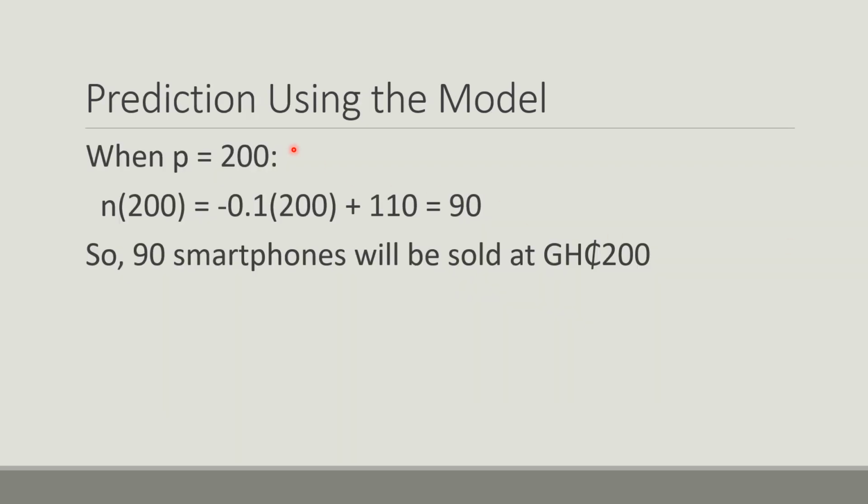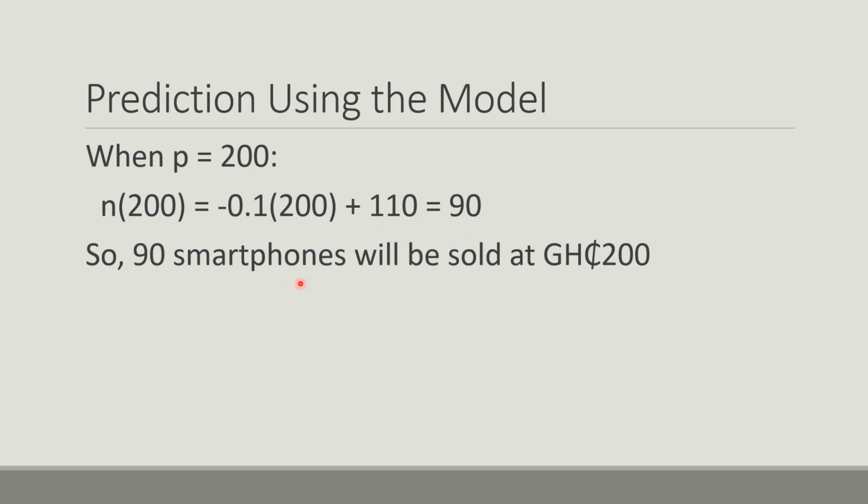So let's see how we can use the model that we've got to predict the number of sales when the price is equal to 200. We've learned about functions, so it means that the input value is now 200. We substitute the 200 into the function, and the function will process everything to give us the number of sales. So if P is 200, we get minus 0.1 times 200 plus 110, and the answer will be 90.